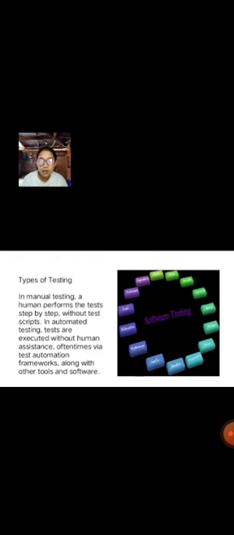So, parang ang pagkakaiba lang nila is sa manual testing, tao mismo yung nagpe-perform dito, step by step siya. Wherein sa automated testing naman is sa tools, sa software.